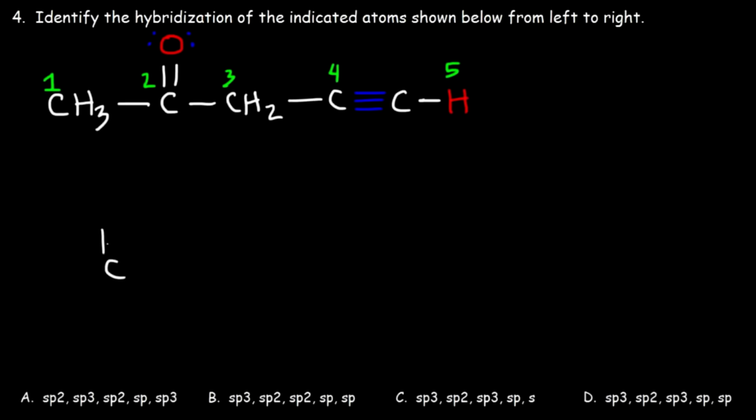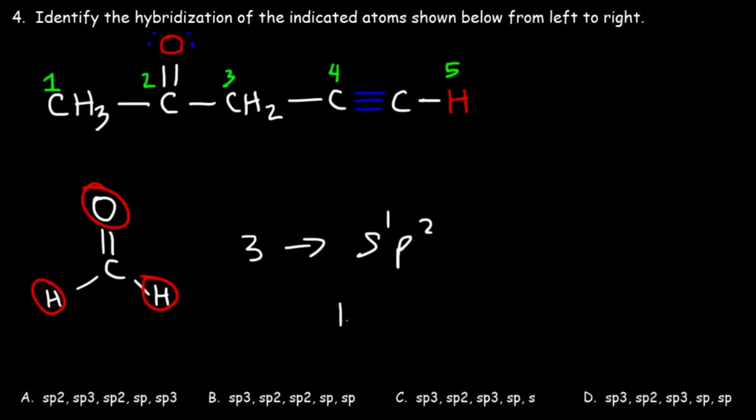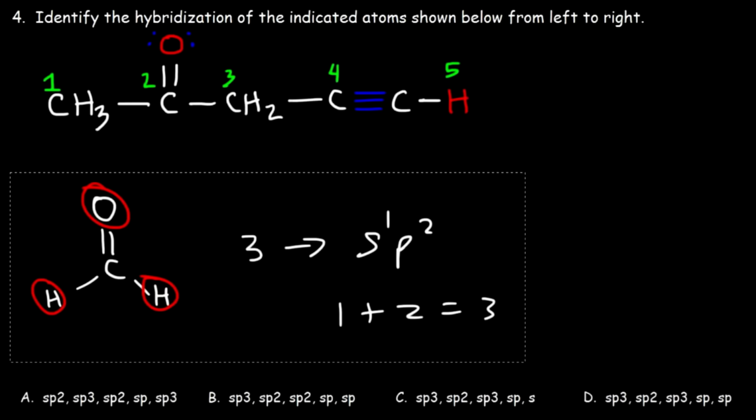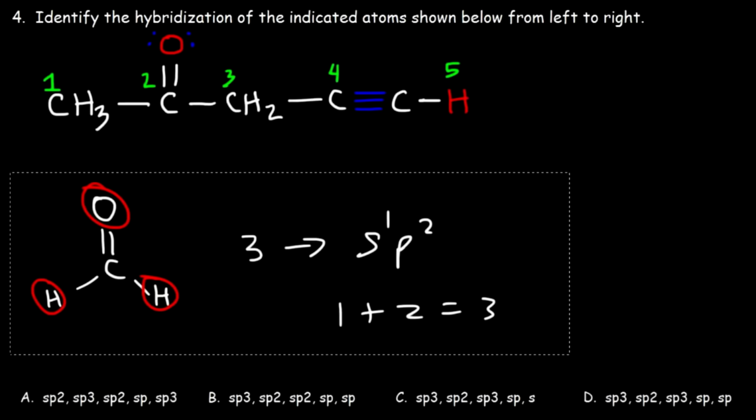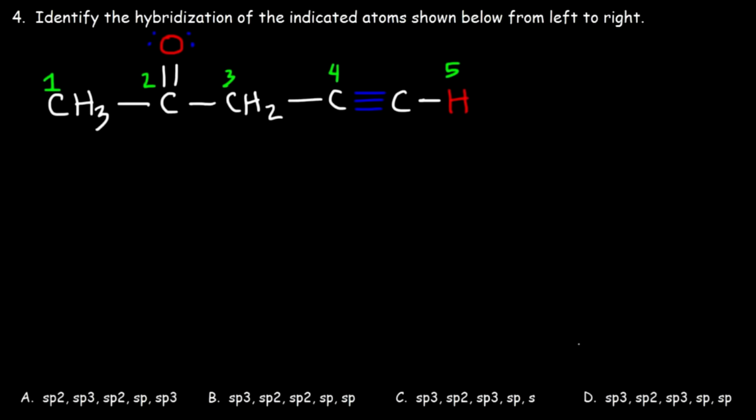Next, let's try formaldehyde, since it has a double bond. Now, how many groups are attached to the carbon atom? 1, 2, 3. Treat the double bond as one group, don't count it as 2. So we have 3 groups, which corresponds to sp2. 1 plus 2 adds up to 3. 3 groups will always correspond to sp2. 4 groups will always correspond to sp3. That's a quick and simple way to find the right answer.